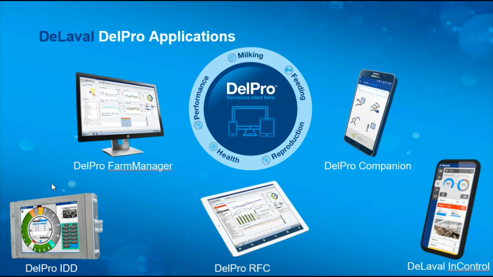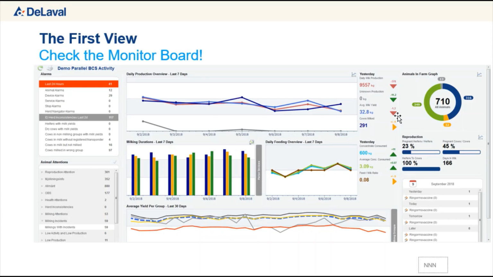And you can use any device. It can be a laptop, it can be iPad, or it can be even a mobile phone, smartphone, to access DelPro computer. And when you are inside the farm, DelPro Companion is one of the best mobile application, and you can see individual animal data as well as you can update the data of animal right then and there when you are in the barn, and it is synchronized with DelPro computer with the help of Wi-Fi router.